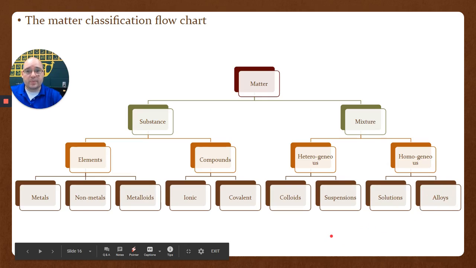So that is the basic classification of matter, and now it is time for you to move on to doing your assignment. You will get the next portion of the notes later.